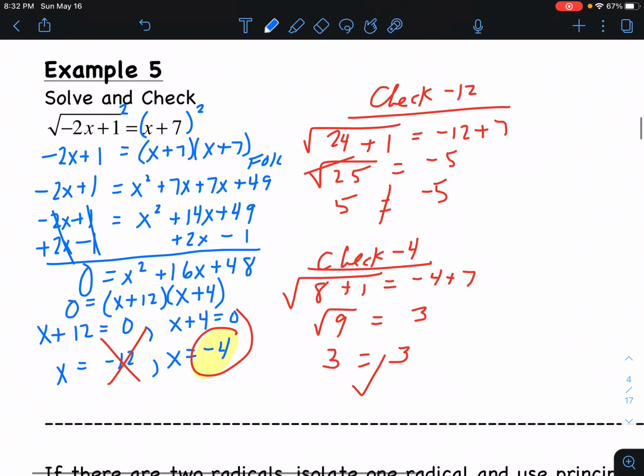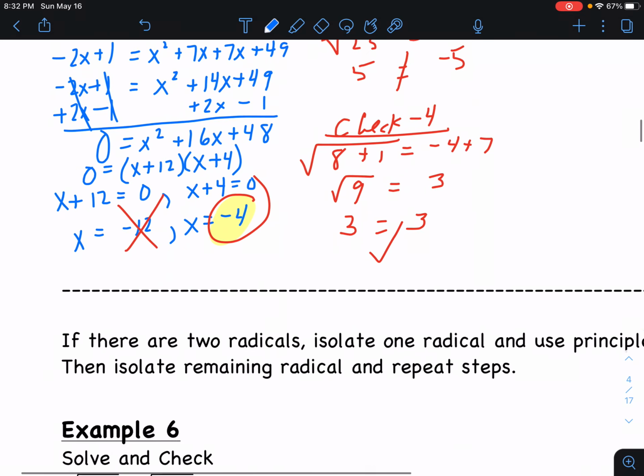So not too bad. What we've been doing the last two problems is, when you have a radical and you end up with a binomial on the other side, like the x plus 7, when you square both sides, you're just going to have to FOIL, combine like terms, and then set it equal to 0, and then either factor or use the quadratic formula to solve. And of course, check your solutions after you're done.